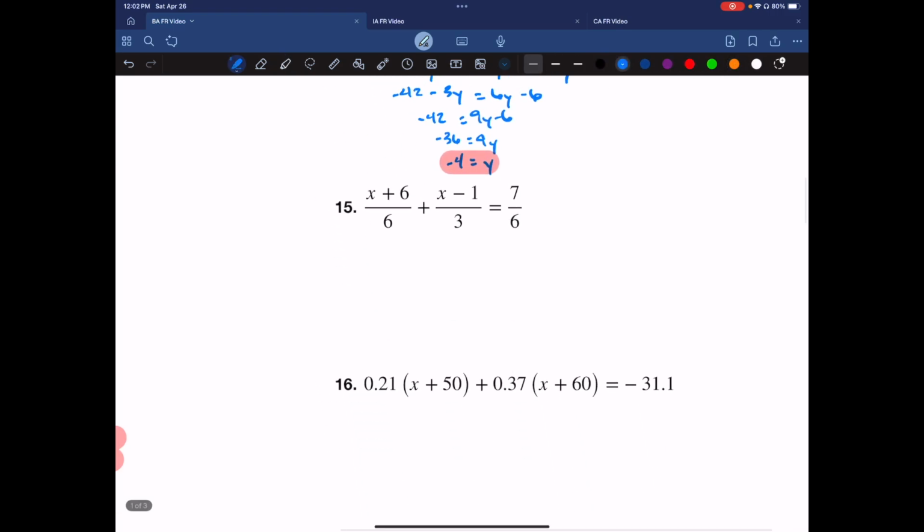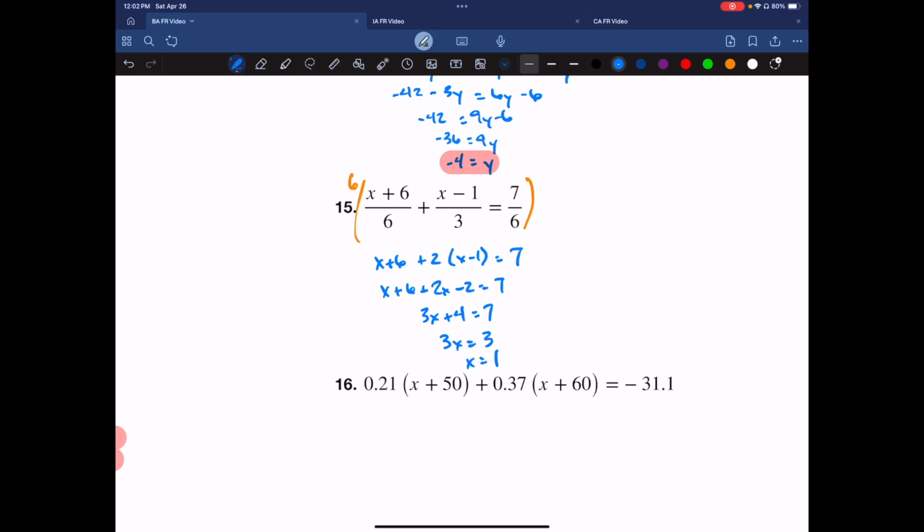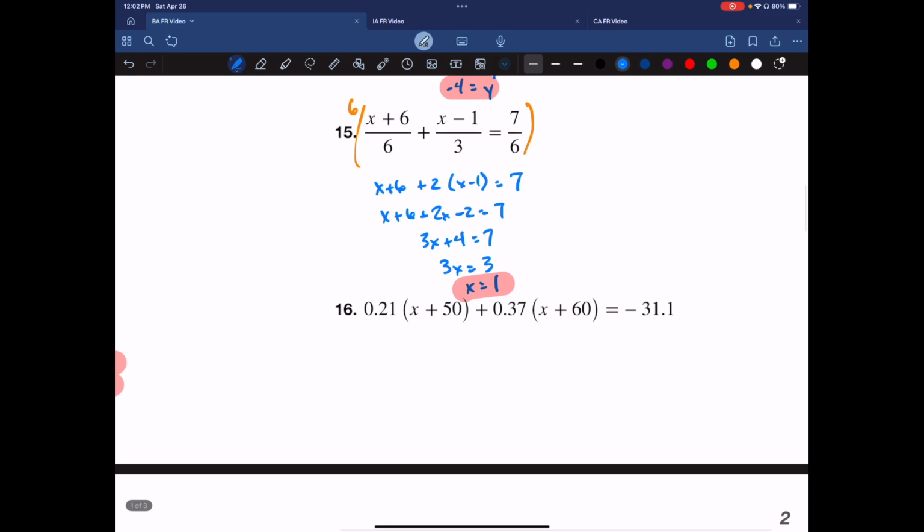On number 15, we're going to use this thing called fraction busting. I'd rather work with fractions than decimals, but given the choice, I don't want to work with either one. So 15 and 16, I'm going to use a similar process. On 15, I'm going to get rid of all the fractions, and it's based on what would have been my common denominator. My common denominator here would have been 6, so I'm going to multiply every term by 6. Well, 6 goes into 6 one time. I'm just left with the numerator, so that's x plus 6. 3 goes into 6 two times, so that's plus 2 times x minus 1. And then 6 goes into 6 one time, so it's just going to be 7. So now I don't have any fractions anymore, and you have x plus 6 plus 2x minus 2 equals 7. When you clean this up, it's going to be 3x plus 4 equals 7, 3x equals 3, x equals 1. So if you left the fractions in it or not, you get the same answer.